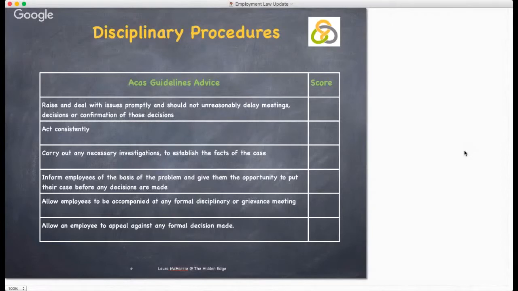Throughout any disciplinary or dismissal procedures, the ACAS guidelines advice suggests that you should raise and deal with issues promptly and should not unreasonably delay meetings, decisions, or confirmation of those decisions. You should act consistently. You should carry out any necessary investigations to establish the facts of the case. You should inform employees of the basis of the problem and give them the opportunity to put their case before any decisions are made. You should allow employees to be accompanied at any formal disciplinary or grievance meeting. And you should allow an employee to appeal against any formal decision made.